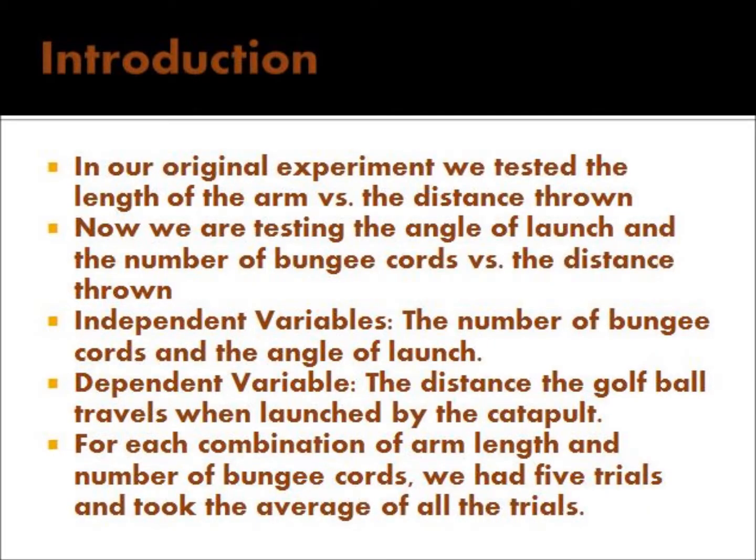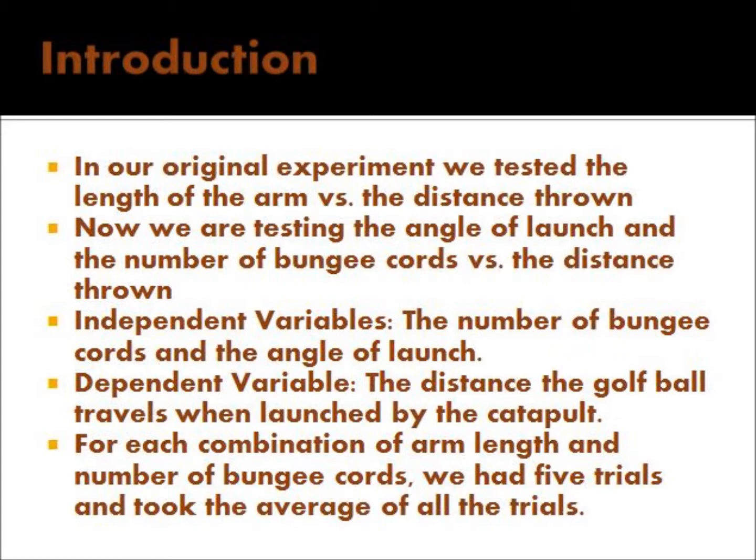So for our original experiment, we tested the length of the arm versus the distance the golf ball was thrown. For this experiment, we're testing the angle of launch combined with the number of bungee cords versus the amount of distance the golf ball is thrown. The independent variables we have are the angle of launch and the number of bungee cords we use. The dependent variable is the distance that the golf ball travels when it's launched by the catapult.